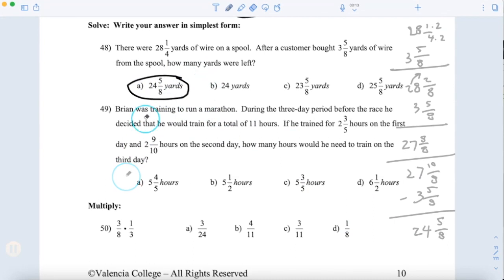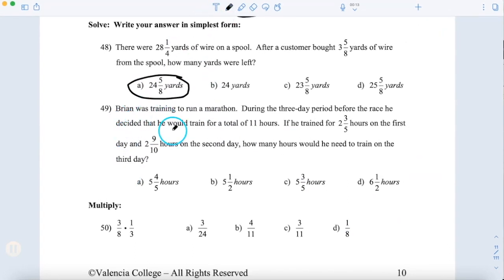Here we go. 49. Brian was training to run a marathon. During the 3-day period before the race, he decided that he would train for a total of 11 hours. If he trained for 2 3/5 of hours on the first day and 2 9/10 hours on the second, how many hours would he need to train on the third day?